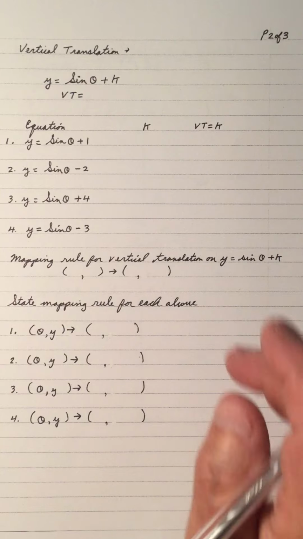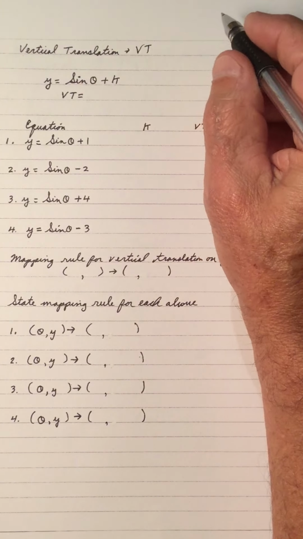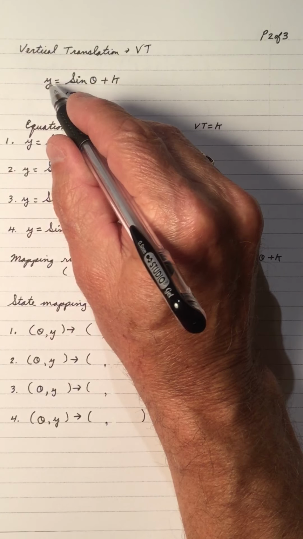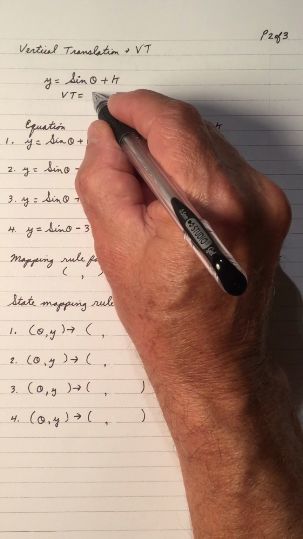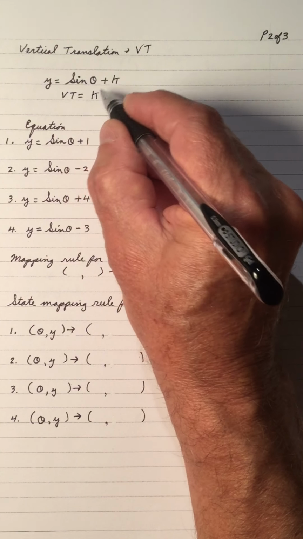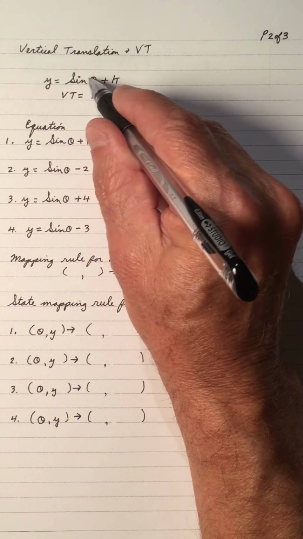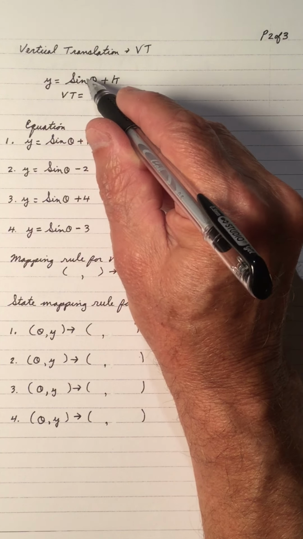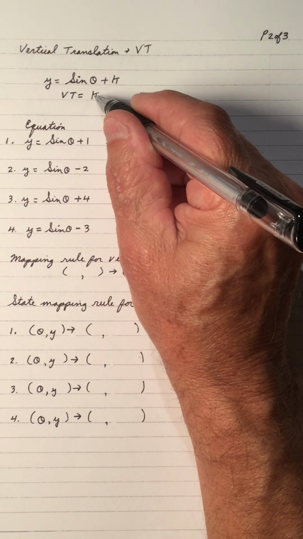Vertical translation is denoted by VT. For the vertical translation, we have the equation y equals sine theta plus k. So the vertical translation is just k, whatever k is, because k is added on to whatever the sine of 0, 90, 180, 270 is. So the vertical translation is k.